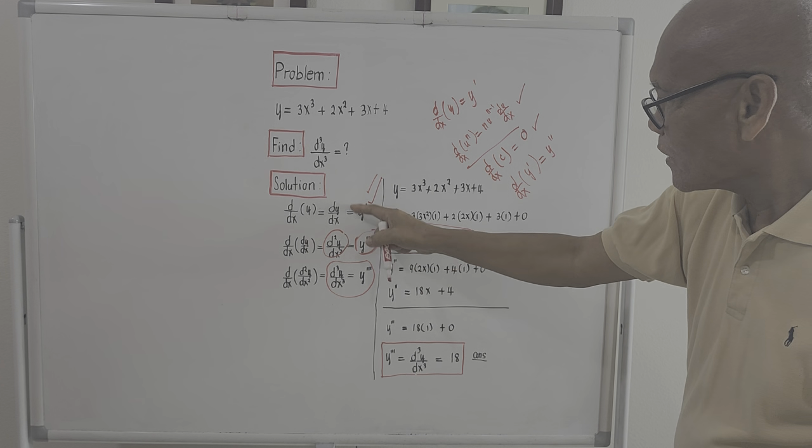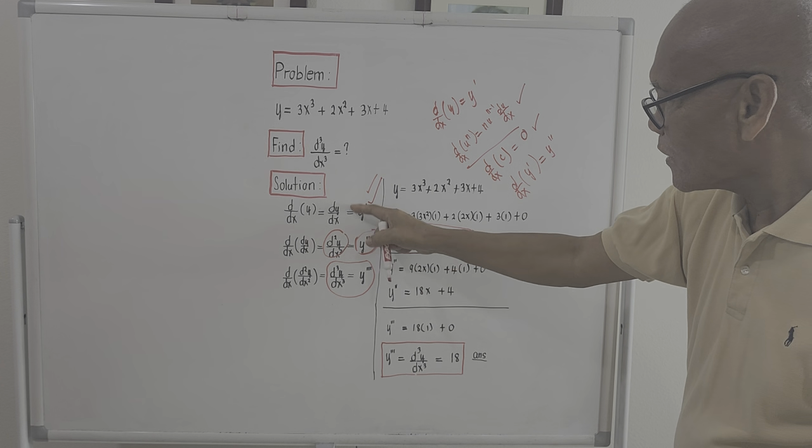So y double prime, 9 times 2 will be 18 times x plus 4. So this is the value of y double prime, the second derivative. Okay? And the final answer, the one we are looking for, if we take the derivative with respect to x of y double prime, that will be y triple prime.